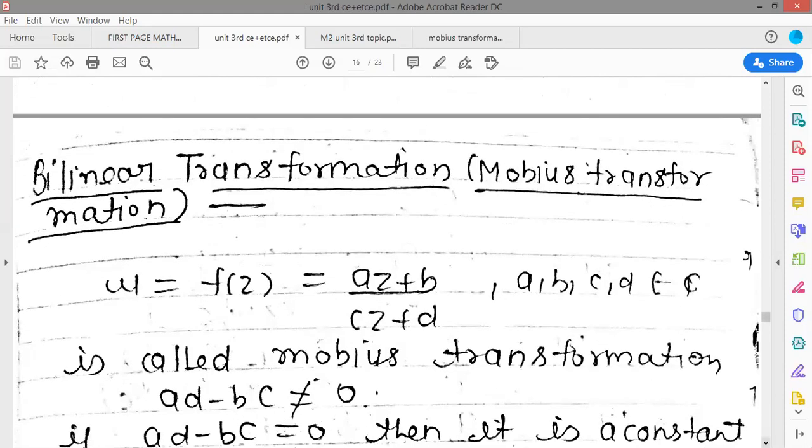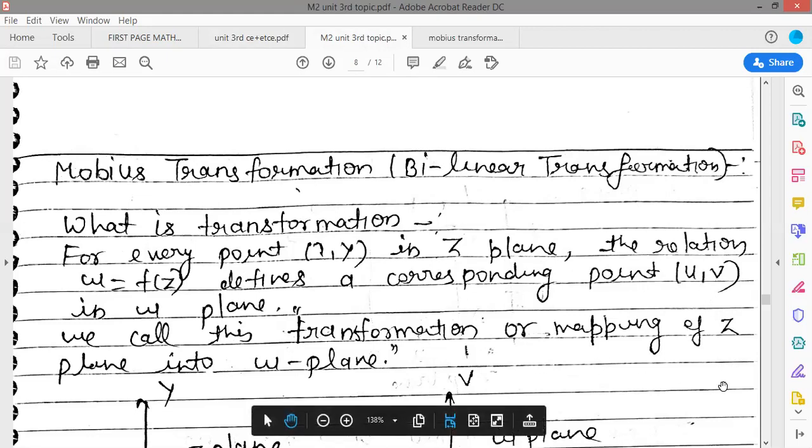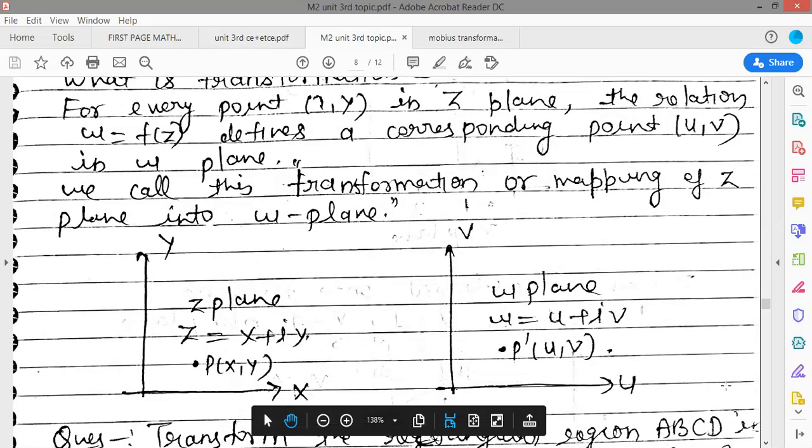Now, the next topic is bilinear transformation, or Mobius transformation. Very important topic. So let's see this topic. First, what is transformation? Before Mobius transformation, we need to learn what a transformation is. For every point x, y in the Z plane, we know that z is a function of x and y and w is a function of u and v. So for every point x, y in the Z plane, the relation w is equal to f(z) defines a corresponding point u, v in the W plane. We call this transformation or mapping of the Z plane into the W plane.